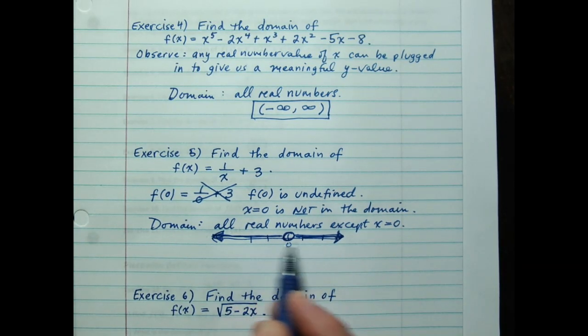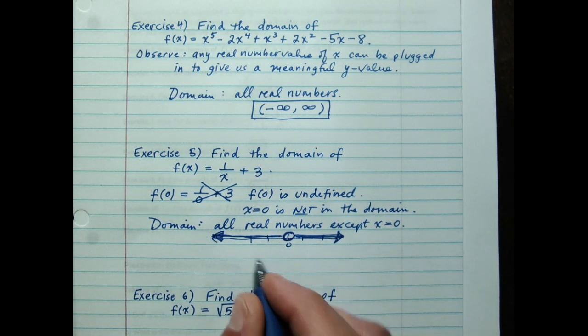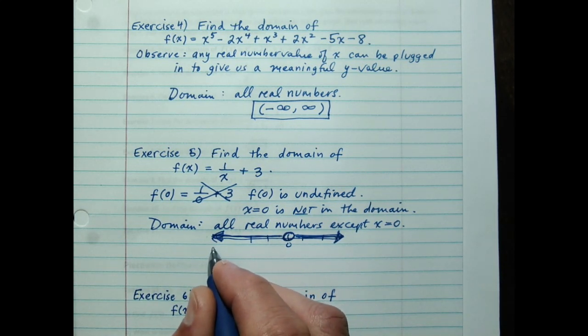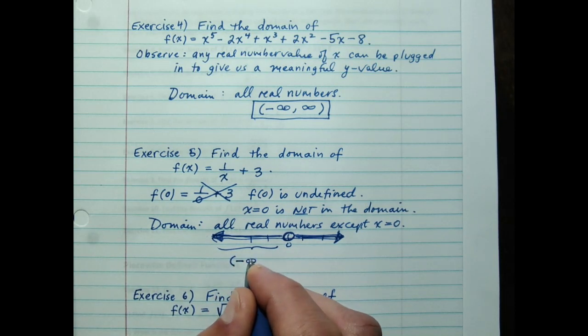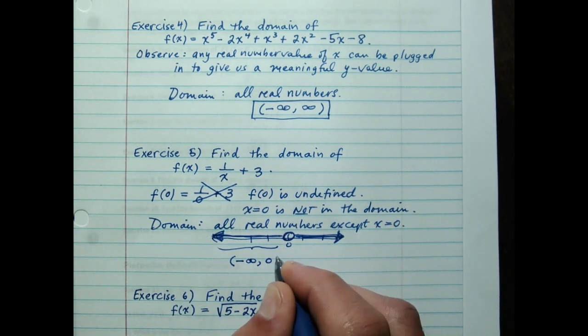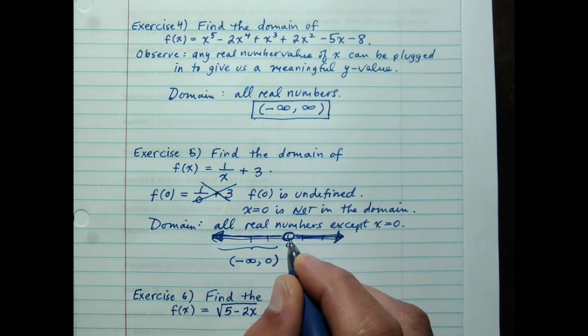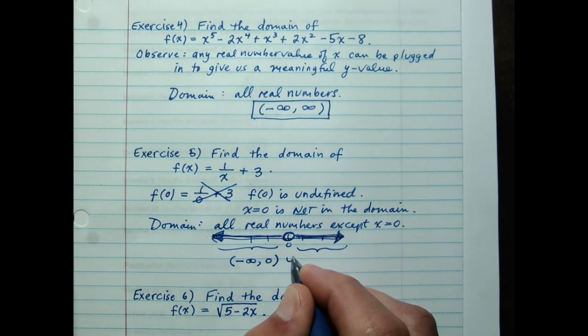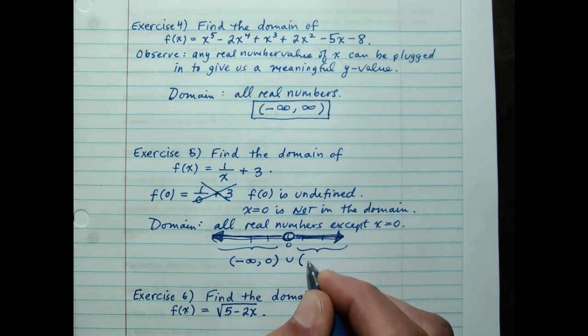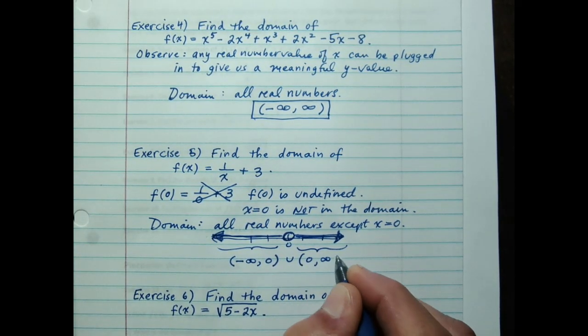And how do we express this in interval notation? Now, if you watch the interval notation video, I said as soon as there's a hole, in interval notation, you have to use two separate pieces. So the only way to express this in interval notation is to express this piece as parentheses minus infinity comma 0 parentheses, because 0 is not included, union this piece, which is parentheses 0 comma infinity.